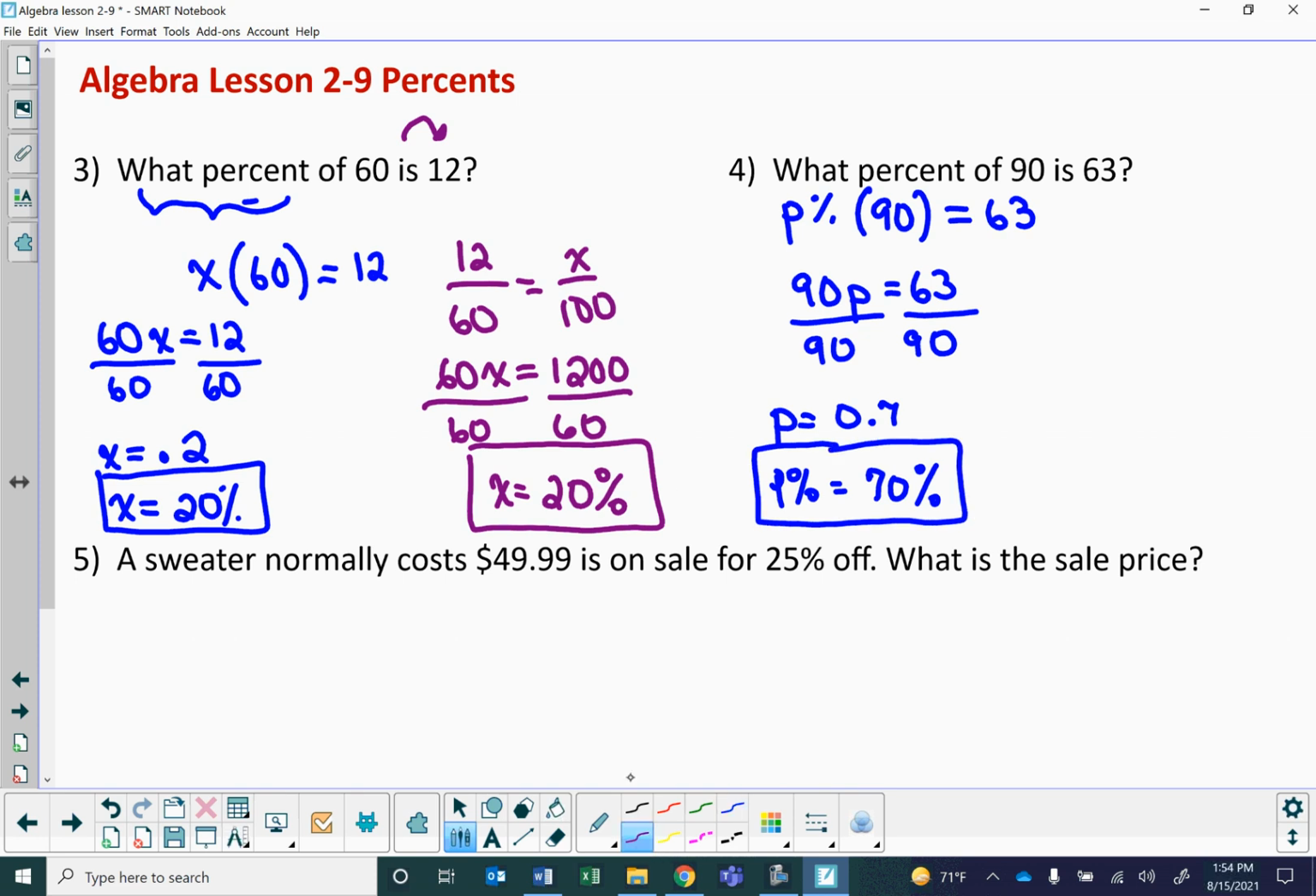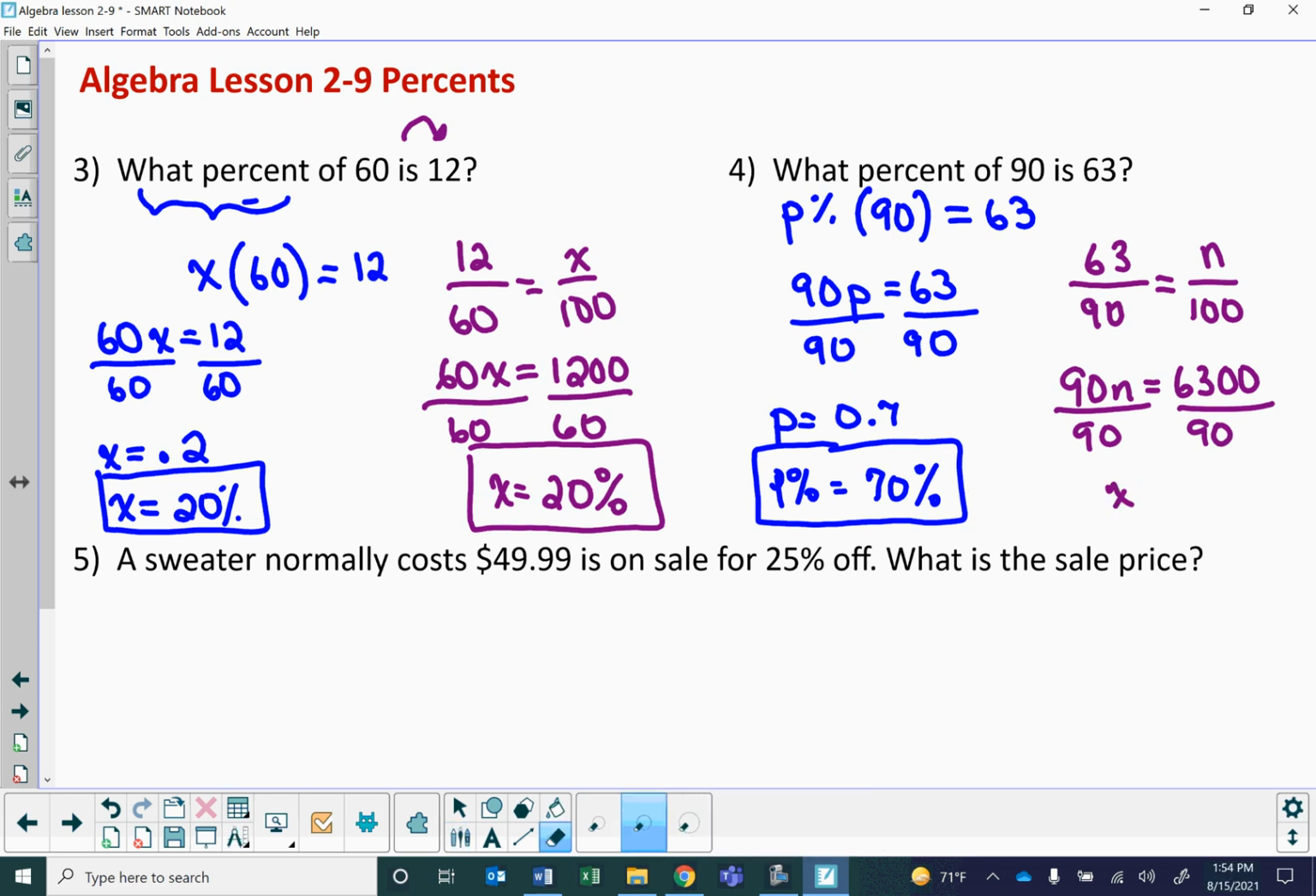As the proportion, what percent of 90 is 63 is over of equals percent over 100. So I'm going to have 90n is going to equal 6,300, divided by 90, n, not x. I changed my variable, so I need to make sure I'm consistent here. N is equal to 70, and since it's asking for a percent, all I need to do is add the percent sign.